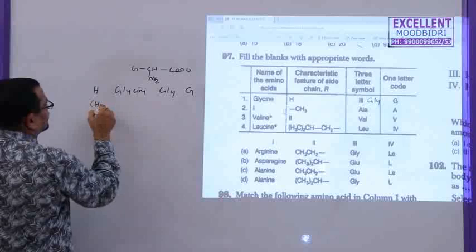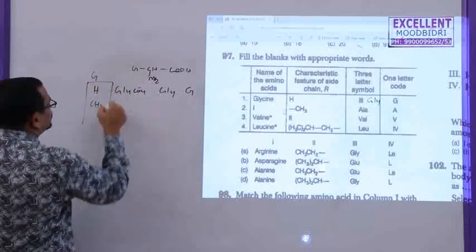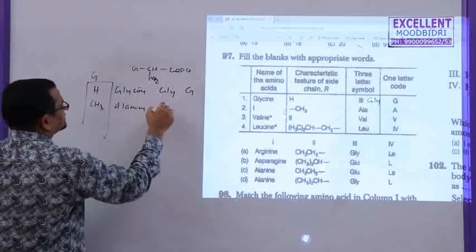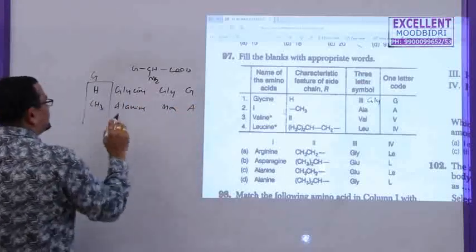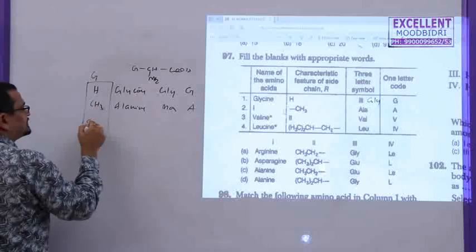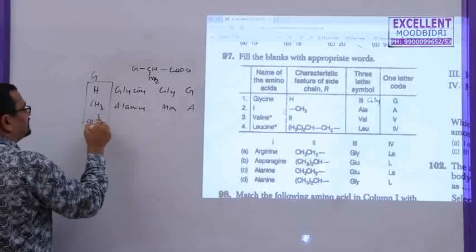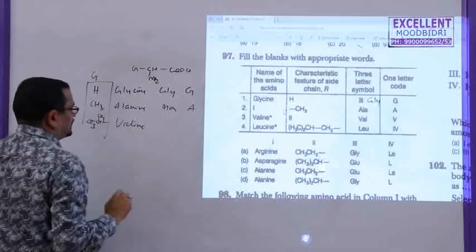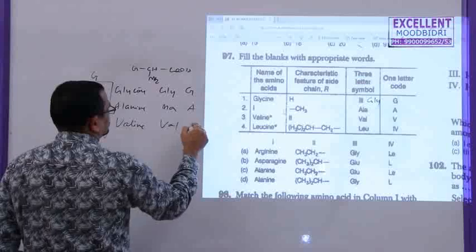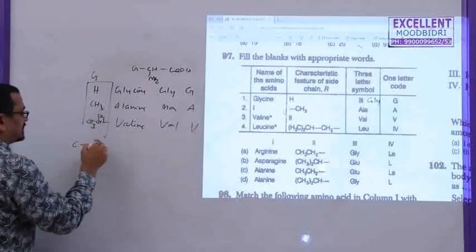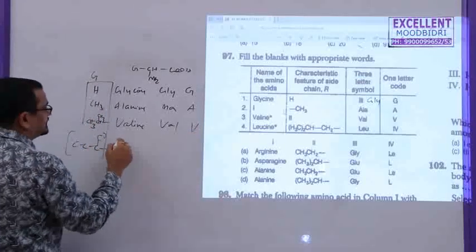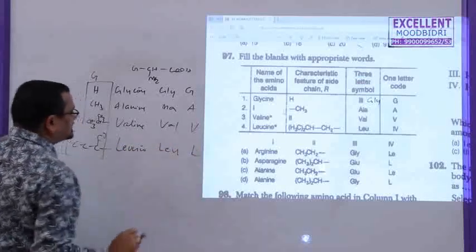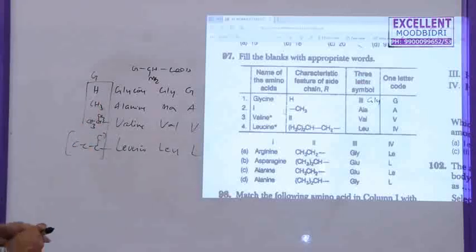If there is a methyl group in place of G, then it is alanine, whose three-letter symbol is ALA. If it is isopropyl instead of G, that is valine, VAL. And if it is a secondary butyl group, that is leucine, LEU. We have to remember the list of amino acids.